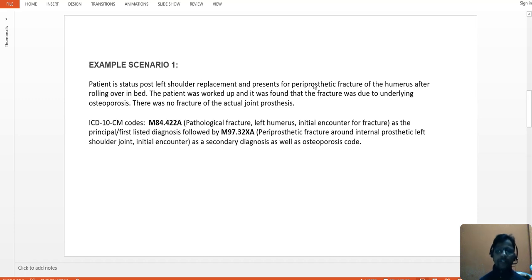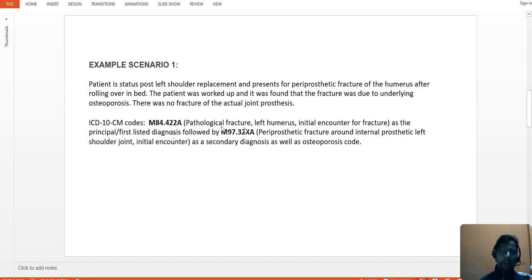So here the patient came in for a fracture. After the workup, the physician found that the patient's fracture is due to osteoporosis, not due to any type of implant. So based on guidelines, we need to code the reason for the periprosthetic fracture first, then we need to code the periprosthetic fracture itself, and also the underlying cause, which is the osteoporosis code. So in this scenario, in total we need to code three codes.